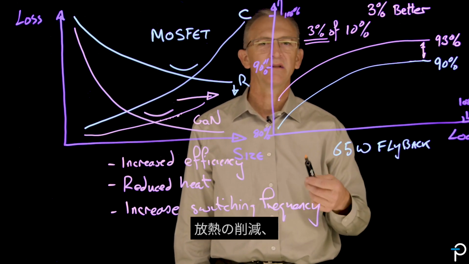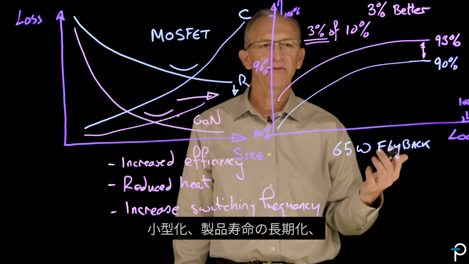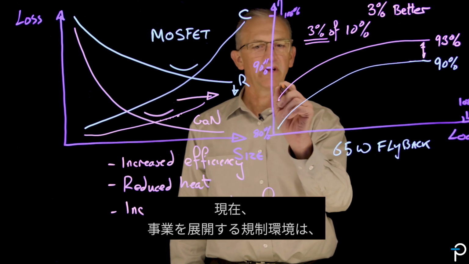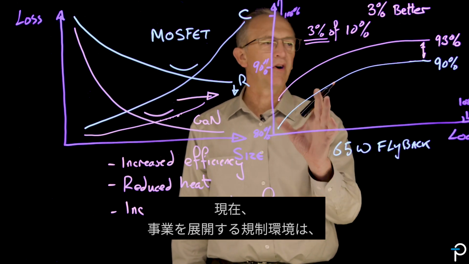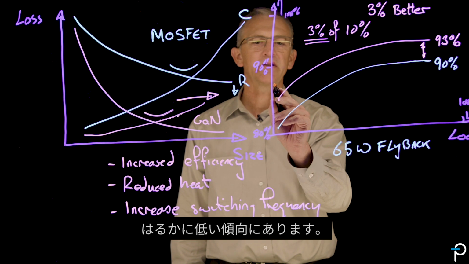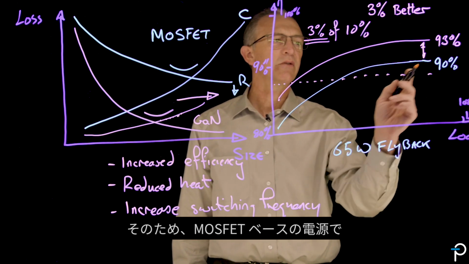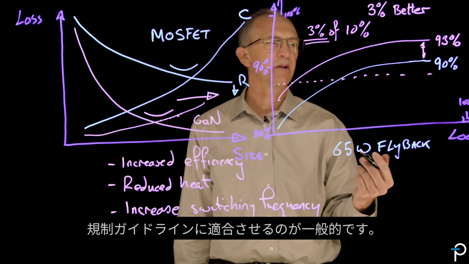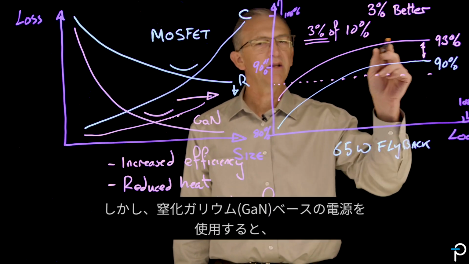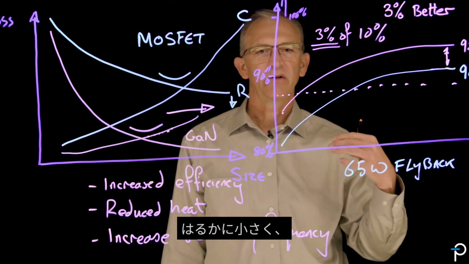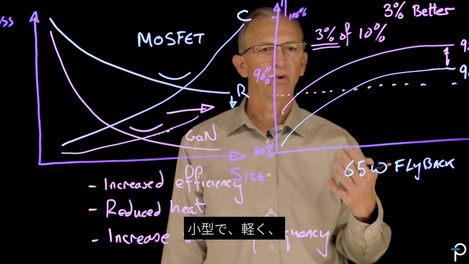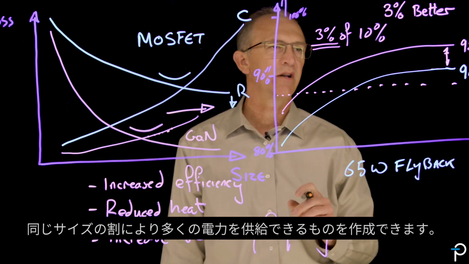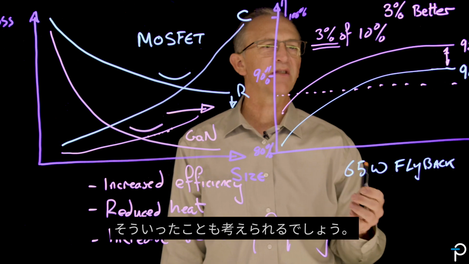Less heat sinking, less size, longer lifetime, doesn't get so hot. So there are a variety of benefits. Now, the regulatory environment in which we operate tends to be much lower. And so typically you can meet the regulatory guidelines with a MOSFET-based power supply. But with a gallium nitride-based power supply, you can build something that's far smaller and more compact, lighter, easier to carry around, more power for the same size, however you want to think about it. And that's a market benefit.